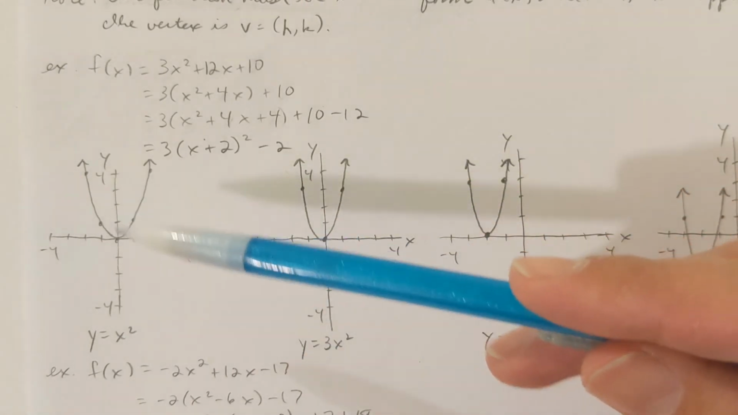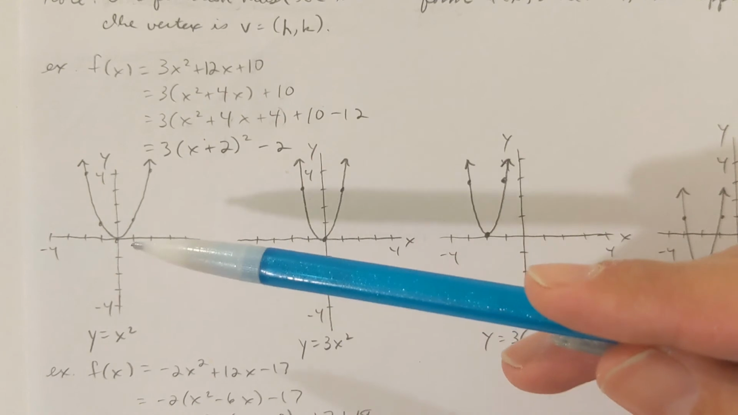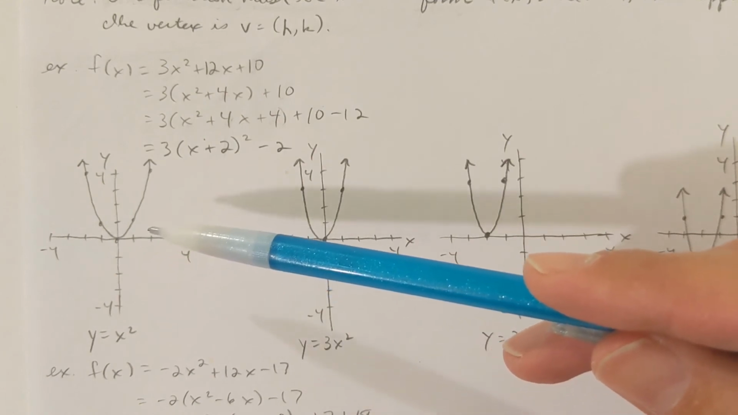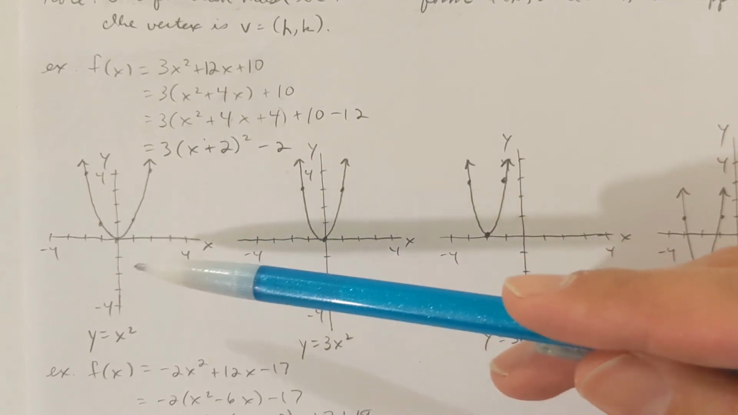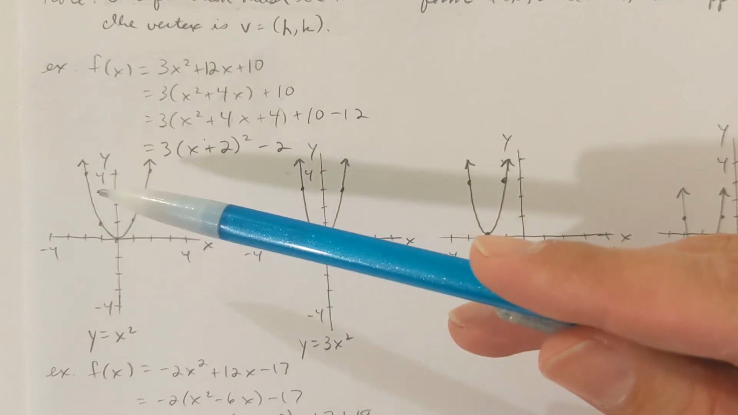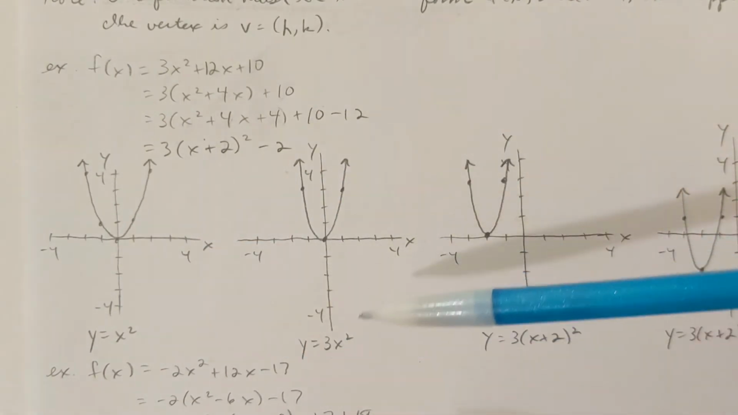The first graph is always y equals x squared. That's what I'm going to start off with. 0, 0 is on the graph, 1, 1 is on the graph, negative 1, 1 is on the graph, 2, 4 is on the graph, negative 2, 4 is on the graph.